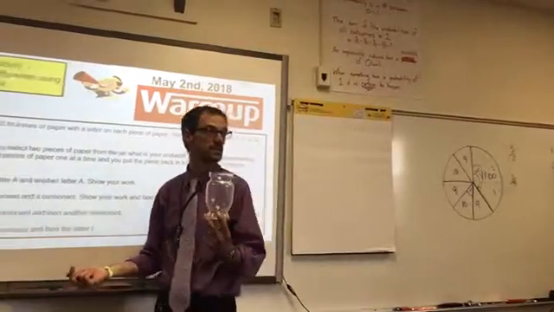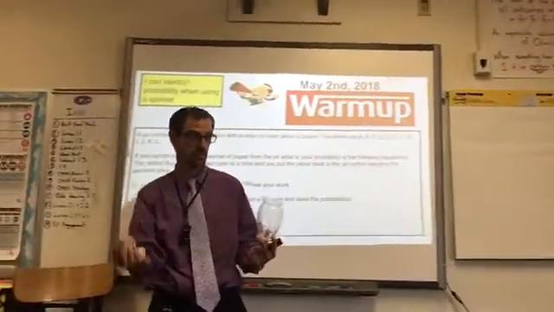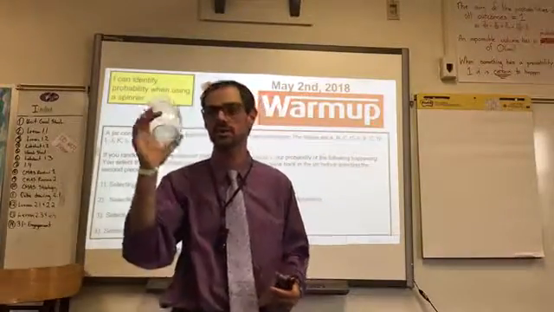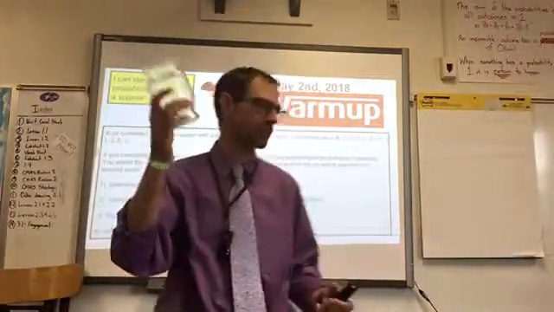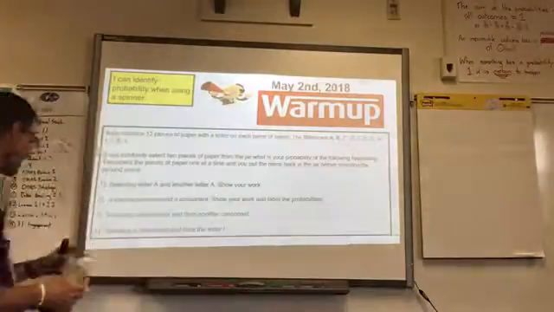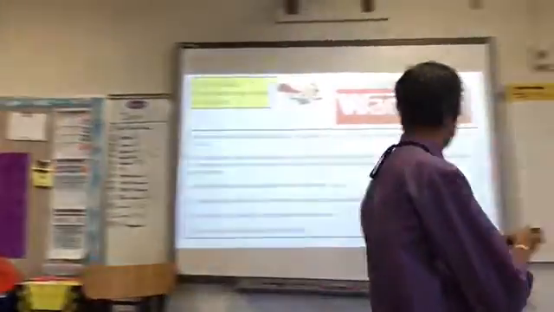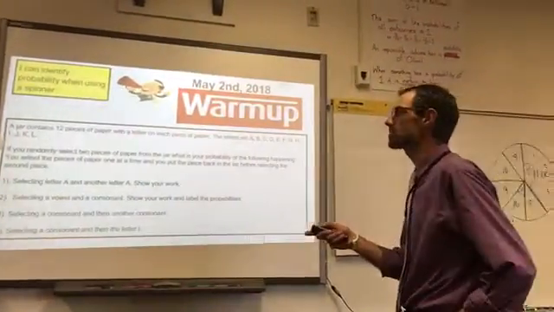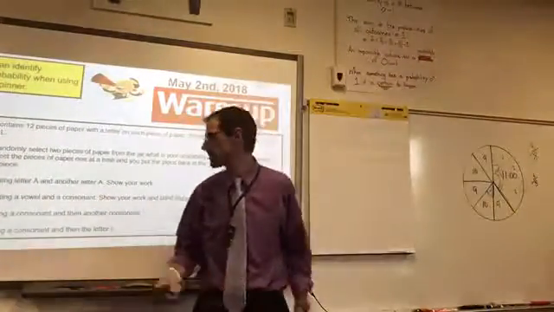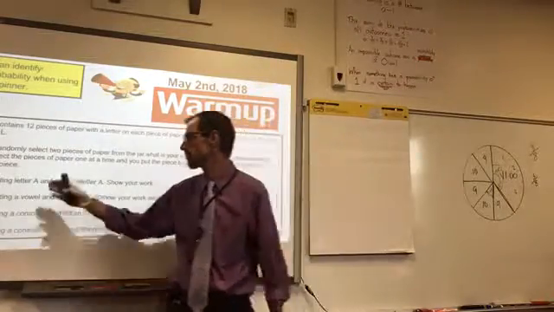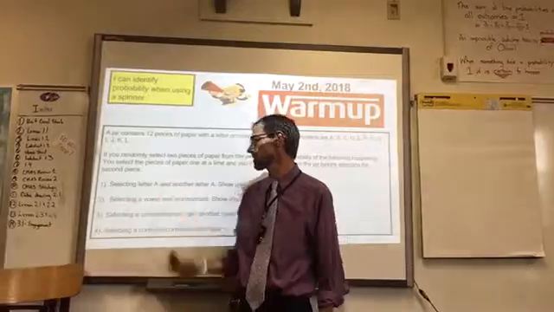After you select one piece of paper, you put it back in, and then you select again. So how many pieces of paper are in here every time I select a piece of paper? 12. So, and we have the letters that are on the pieces of paper. We have A through L are the letters. So, question 1 asks me the probability of selecting letter A.